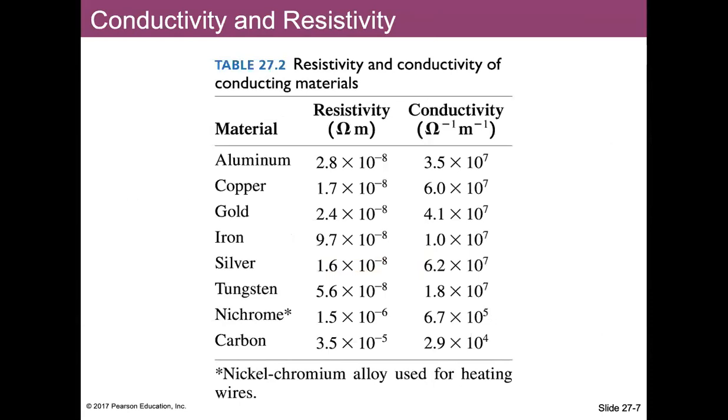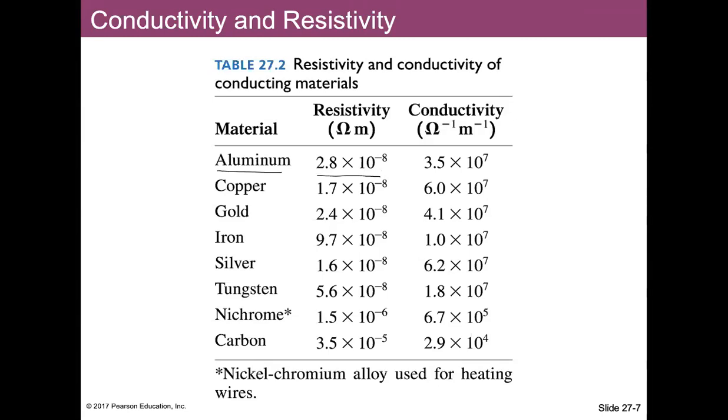So we can look at the resistivity and conductivity of different conducting materials. So for aluminum, for example, the resistivity is 2.8 times 10 to the minus 8th. That's ohm-meters, the units for resistivity. And so the inverse of that is the conductivity, which is going to be 3.5 times 10 to the 7th, in ohms to the minus 1, meters to the minus 1, because that's the inverse. And we can look at that for different metals, and we see that the resistivity, again, is the inverse of the conductivity, and it is specific to the material.